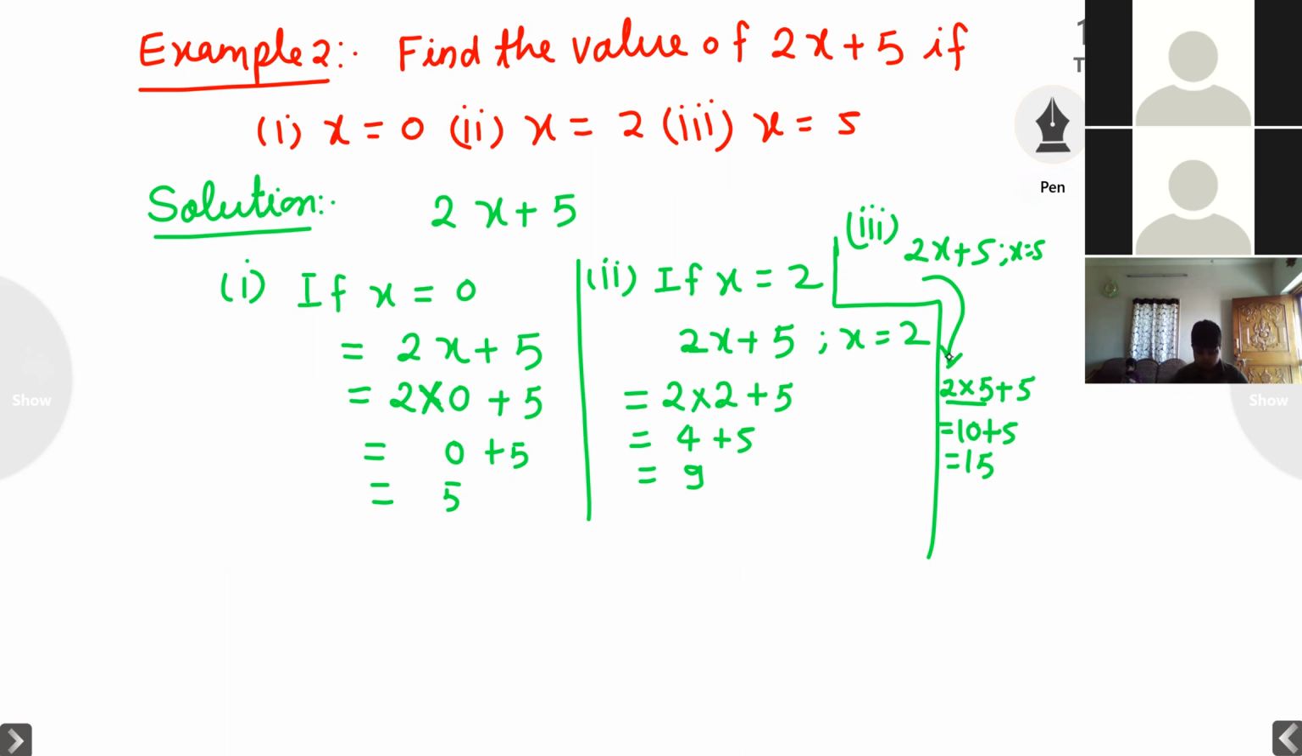And third question, find the value of 2x plus 5 if x is 5. In the place of x, I have substituted 5. 2x means 2 into x. The value of x is 5. 2 5s are 10. 10 plus 5 is 15.